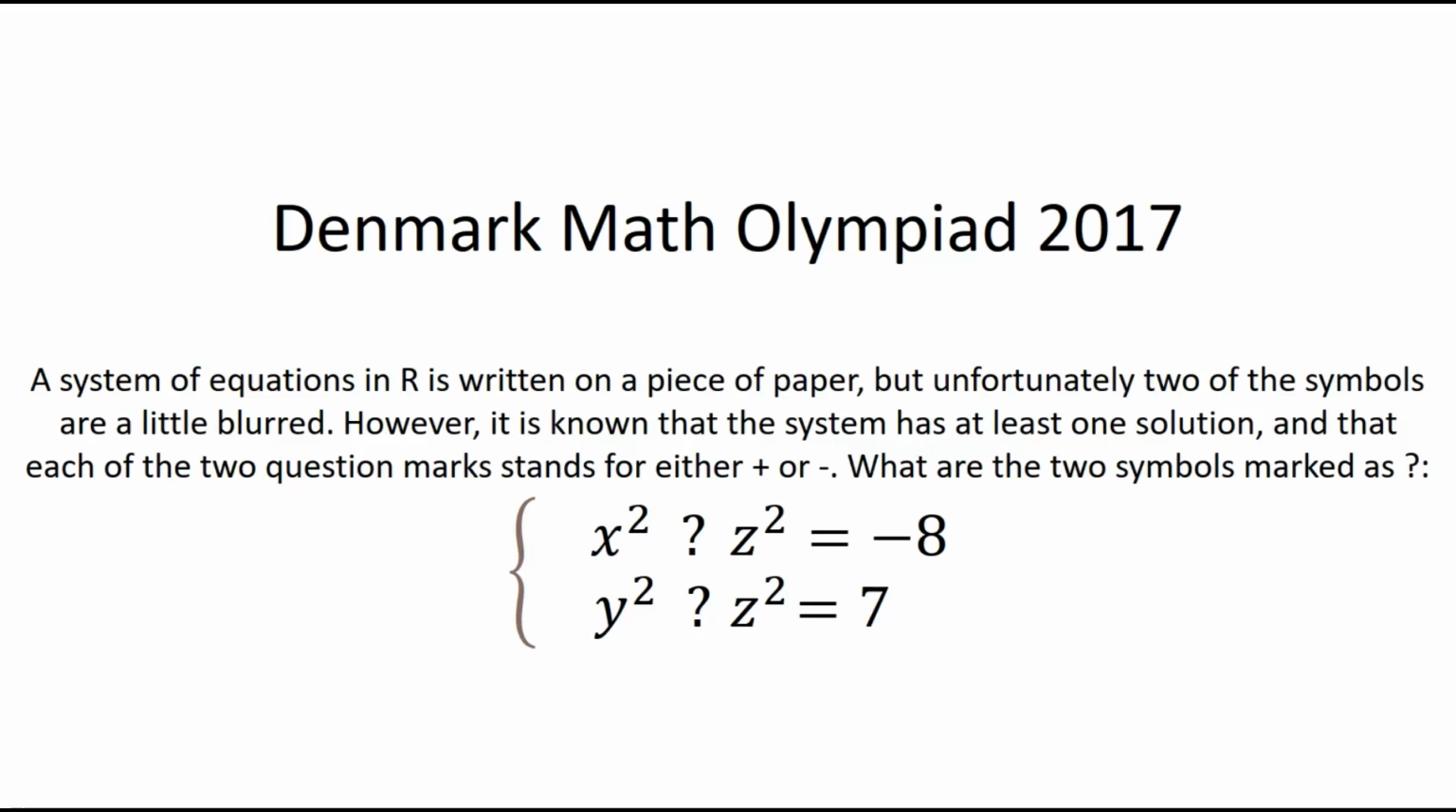The problem states: a system of equations in the set of real numbers is written on a piece of paper, but unfortunately two of the symbols are a little blurred. However, it is known that the system has at least one solution, and that each of the two question marks stands for either plus or minus. What are the two symbols marked as question mark?